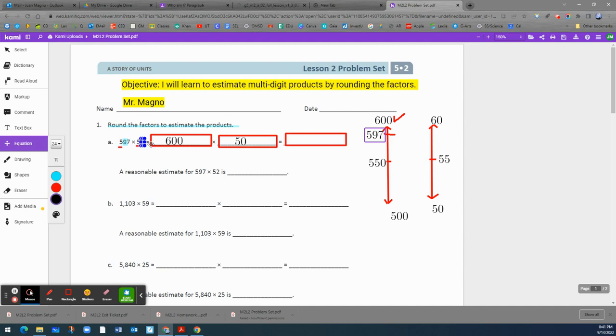Now let's look at the 52. The 52 is between the number 50 and the number 60. The midpoint is 55. And the number that we need to solve is the number 52. The number 52 is around this area, closer to the number 50. This is why we round 52 to 50.